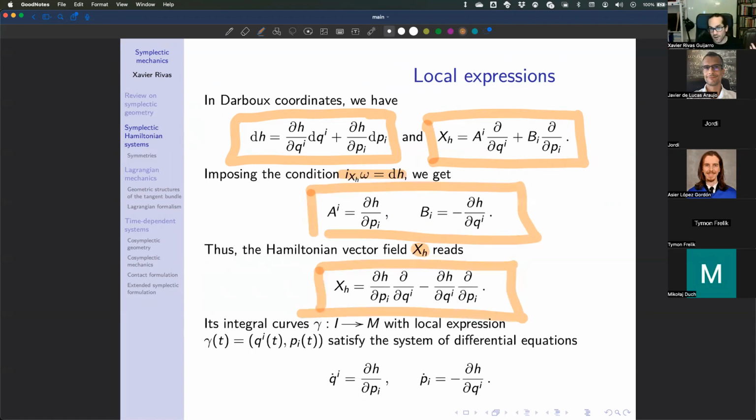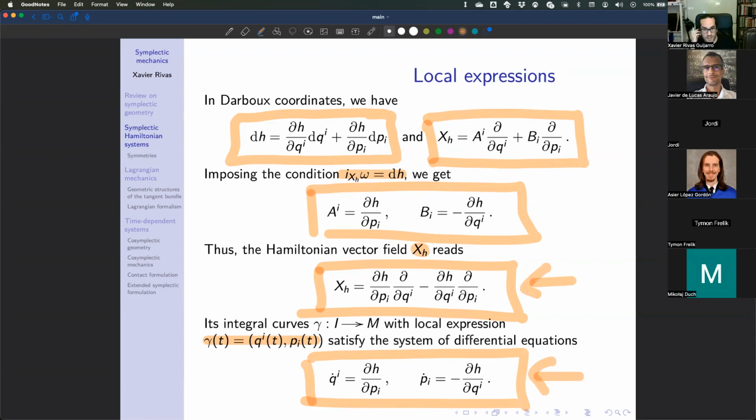And of course, its integral curves, what do they satisfy? They satisfy this thing here. If you pick a curve in M and you impose it to be an integral curve of this vector field, you obtain that it satisfies this system of equations, which are, of course, Hamilton's equations that I think you all know. Everyone more or less has seen this in a physics course, I hope.